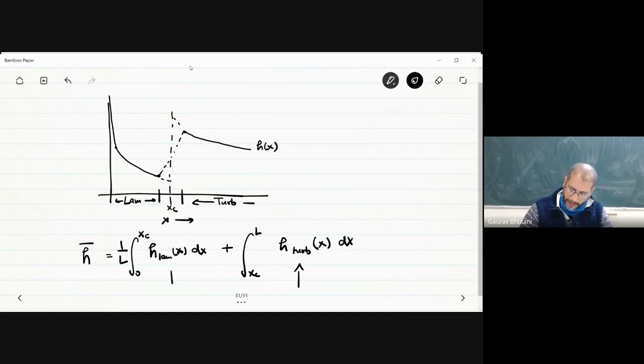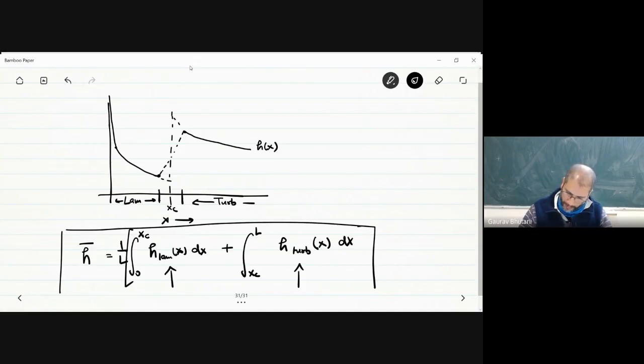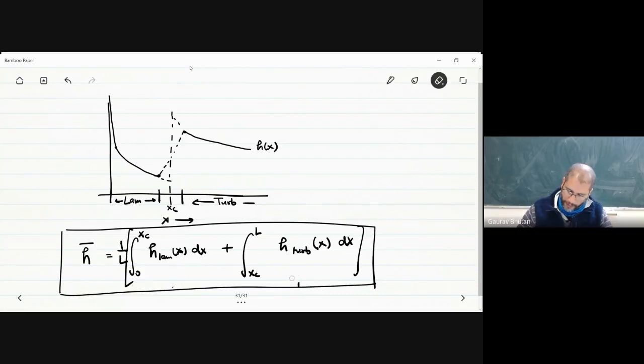Okay, so these two functions are mostly obtained from empirical correlations, but for a flat plate, h laminar as a function of x can be obtained from the analytical solution, as I showed you in the previous lecture. So we can use that solution and substitute here, and when we add these two and divide by L, well, this division by L is overall, that gives us the average value of h, this is h bar. And from this you can also calculate the average Nusselt number, which is h bar L by k.